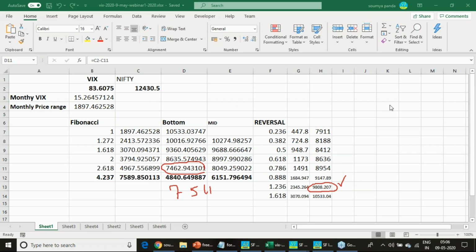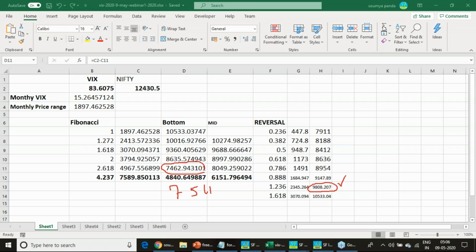So this is the most beautiful part of the VIX. So you can visit those recordings, Dinesh ji.